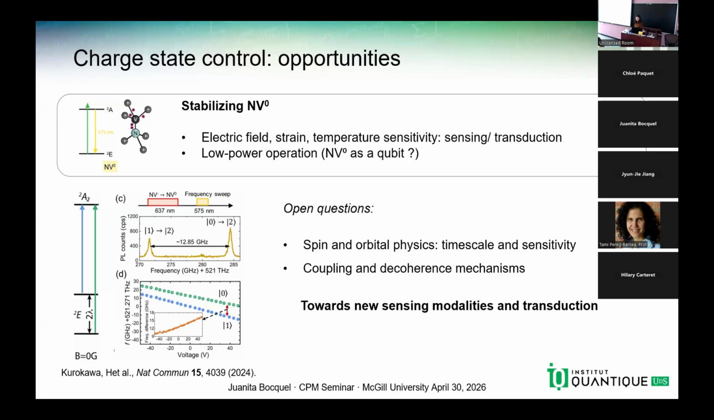But what I'm more interested in is to study the fundamental physics of the interplay between spin and orbital physics for the system and about temperatures. Especially again, we'll try to dive into the dynamics of these processes to also extract the sensitivity to these two external fields. And all this is to advance our sensing and/or transduction, depending on which degrees of freedom we are investigating. That's for NV0 in short.